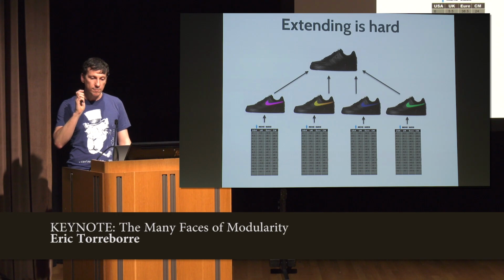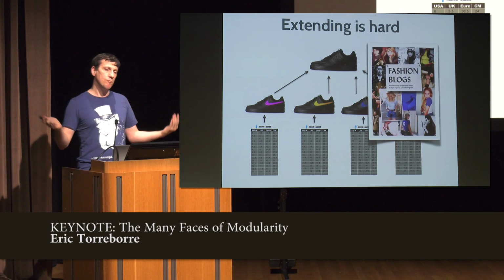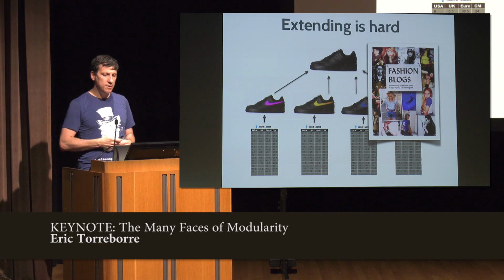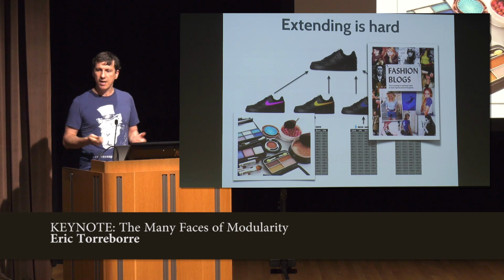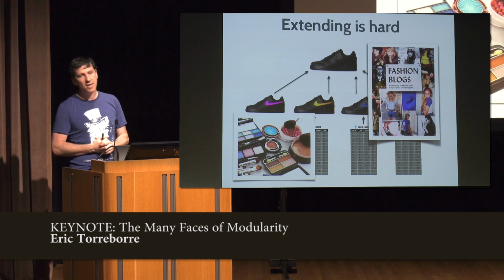It's nice. But then there's a point where you want to extend this. You want to have more information about fashion blogs. Okay, who is talking about my shoe? And you want maybe to sell other things like beauty products, cosmetics. Where can you fit those cosmetics inside this data model?